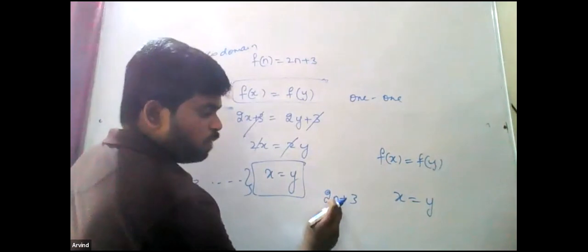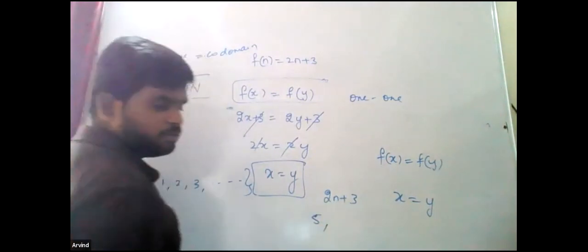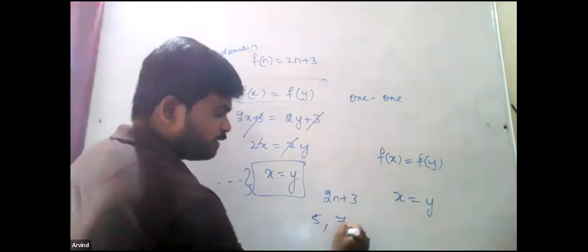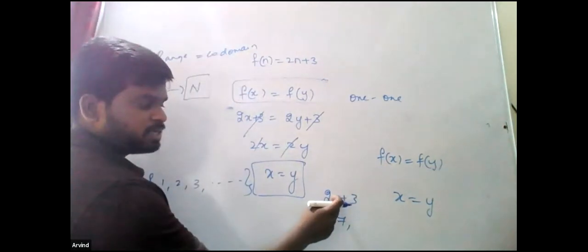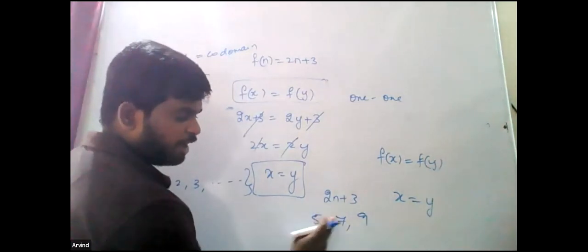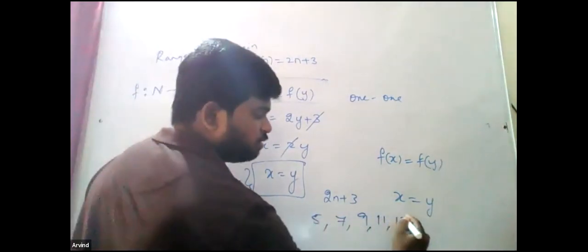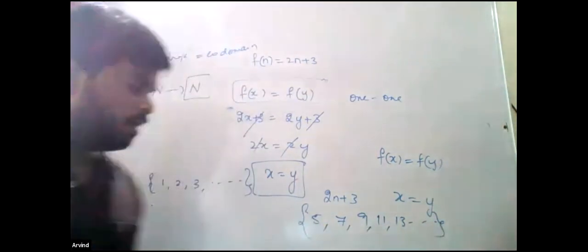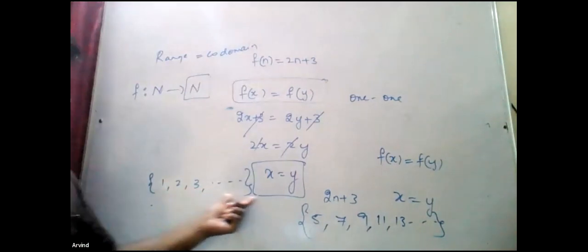Give 1. 2 1s are 2, 2 plus 3 is 5. Next, give 2 to n. 2 2s are 4, 4 plus 3 is 7. Next, give 3. 2 3s are 6, 6 plus 3 is 9. Next, observe, only odd numbers are coming: 5, 7, 9, 11, 13 and so on. This is our range. What is our range? 5, 7, 9, 11, 13. What is our codomain? 1, 2, 3.